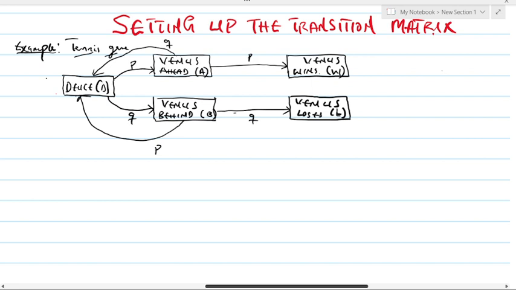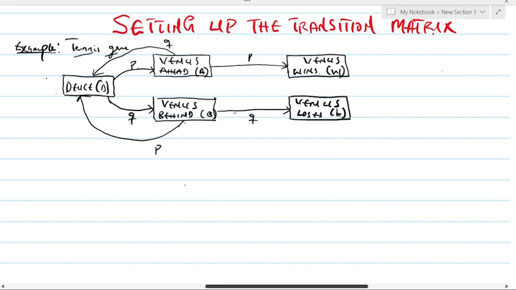This arrow moves from D to Venus ahead. We have P. From D to B, which is Venus behind, we have Q. Then from Venus ahead back to D, we have Q. From Venus behind back to deuce, we have P. From Venus ahead to Venus wins, we have P. From Venus behind to Venus loses, we have Q.